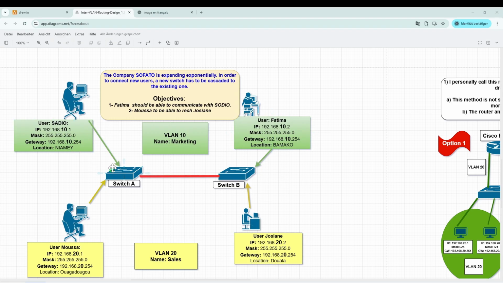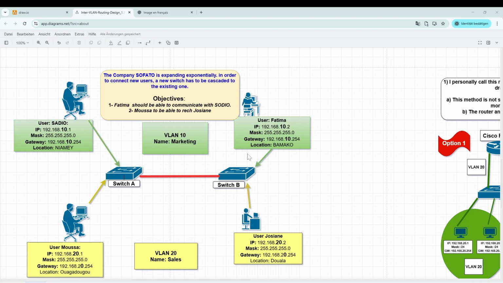The same behavior remains. They cannot communicate with each other because they are in different subnets. But Fatima can communicate with Sadio. We see how the communication works in the IT network based on ARP, at layer 2.